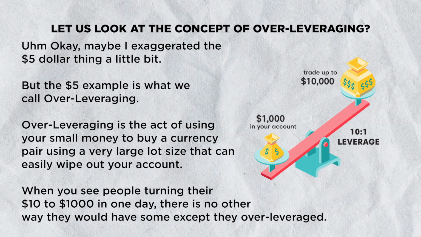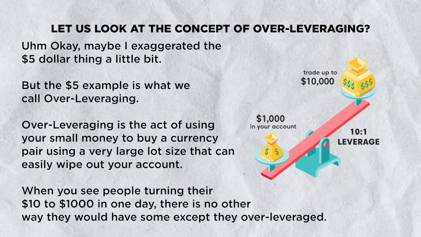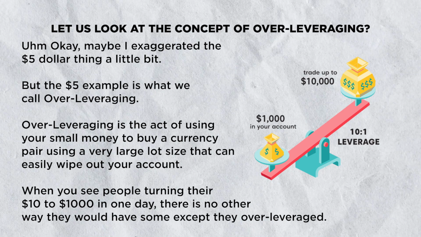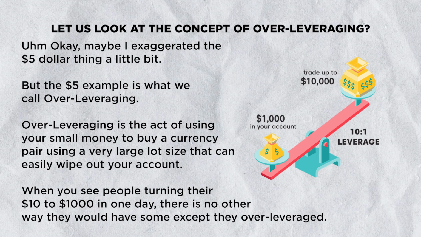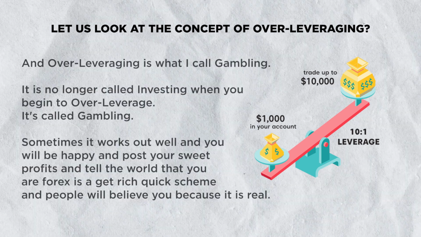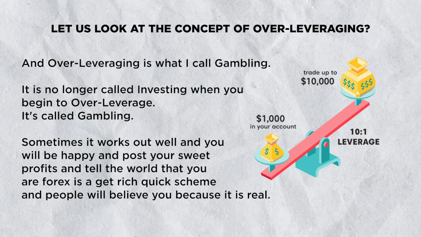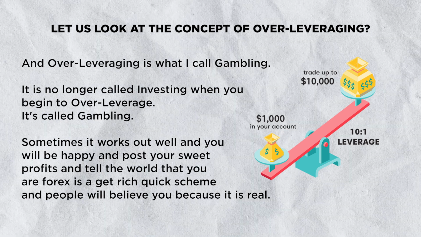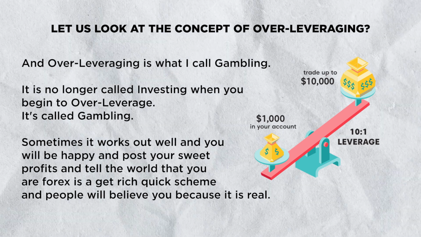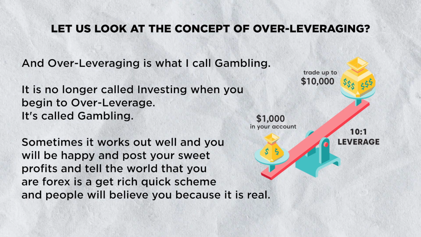Over-leveraging is the act of using your small money to buy a currency pair using a very large lot size that can easily wipe out your account. When you see people turning their $10 to $1,000 in one day, there is no other way they would have done so except they over-leveraged. And over-leveraging is what I call gambling. It is no longer called investing when you begin to over-leverage. It's called gambling. Sometimes it works out well and you will be happy and post your sweet profits and tell the world that Forex is a get-rich-quick scheme, and people will believe you because it is real.